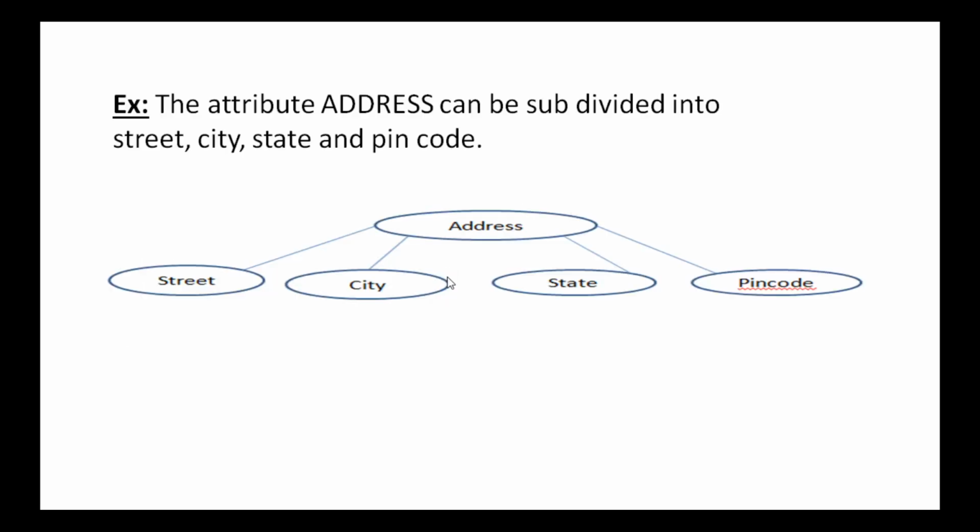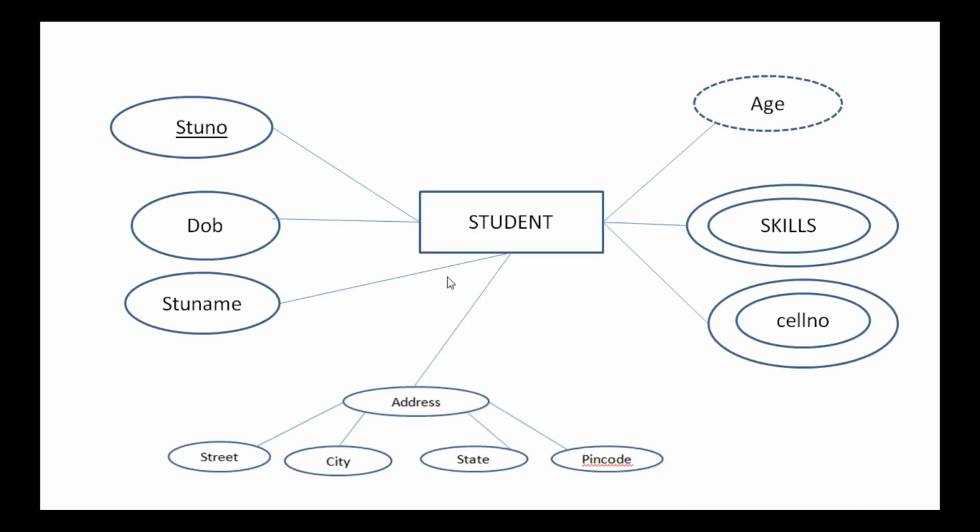Here, the address is a composite attribute. Actually, the address is an attribute that can be further subdivided into street, city, state, pin code attributes. So the address attribute is known as a composite attribute. Just see this diagram to understand all types of attributes. Simple attributes are represented by a single ellipse symbol. Student number, date of birth, student name. Of course, student name can also be a composite attribute which can be further subdivided into first name, last name, middle name. Here is the student entity.